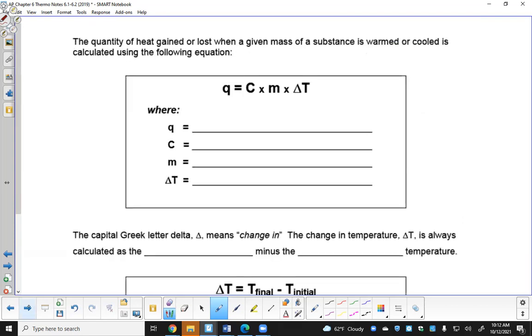So let's look at a little bit at the equation that works with specific heat capacity. The quantity of heat gained or lost when a given mass of a substance is warmed or cooled is calculated using the following equation. This is kind of our go-to equation for most of what we're doing today. Relatively simple to work with. Q represents our heat flow. We looked at that last week. Specific heat capacity, the mass of the sample, and the change in temperature of the sample.